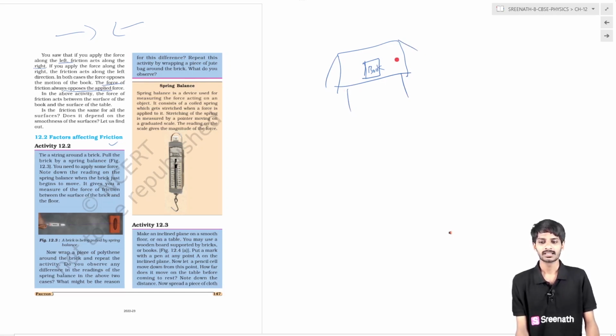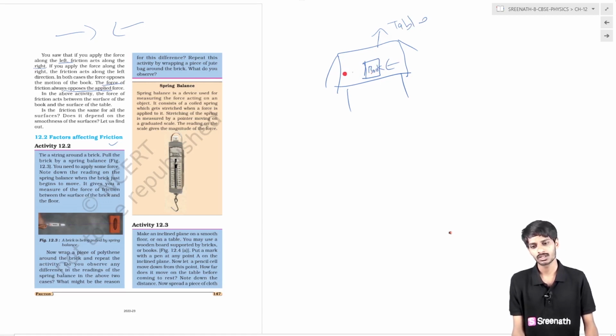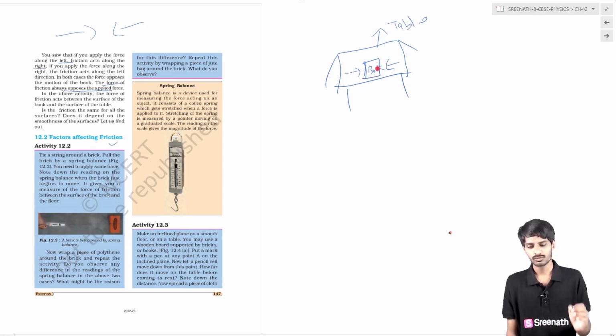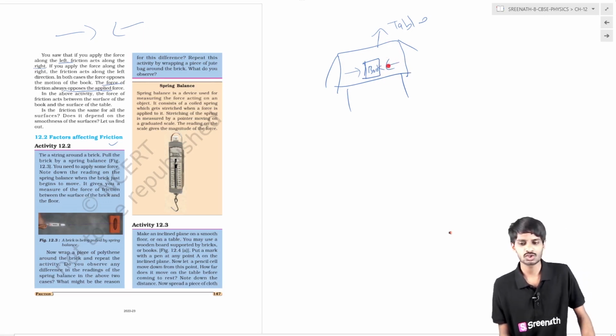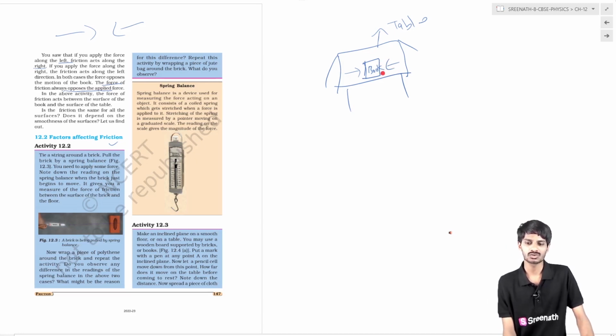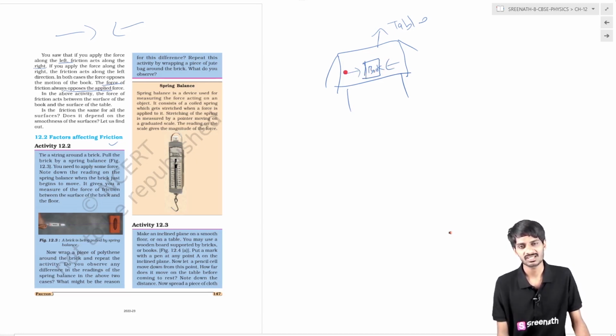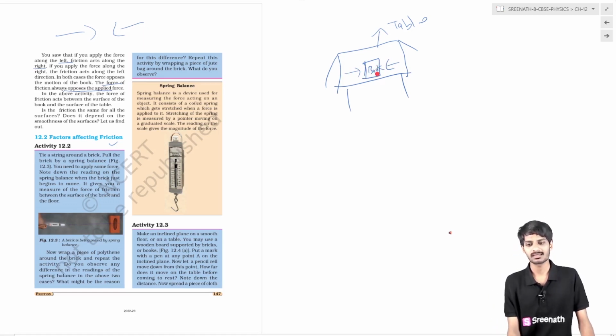This is the table. So the table is applying the force on the book. In this case, we have applied the force on the book in this direction, but the friction force comes into play and stops the book. Which applied the friction force? Basically the table. The table is applying the force on the book. So the force of friction is due to the surface in contact.